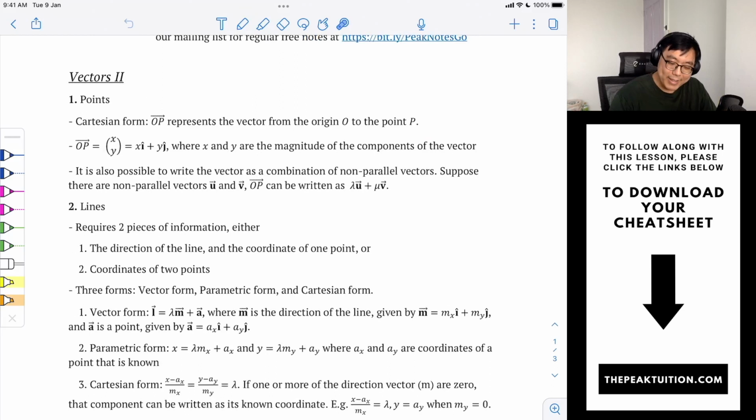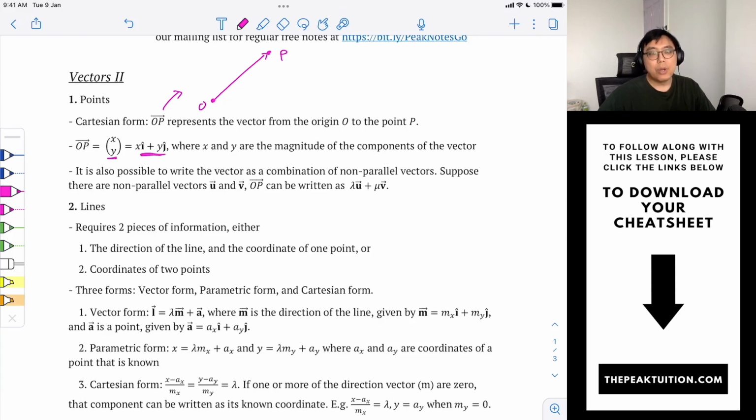It's a vector usually represented as OP, where O is the origin and P is the point of interest. So this point tells us the position; it is basically a position vector. This point can be represented as a vector. In a 2D point, x and y are the magnitudes of the components of the vector.